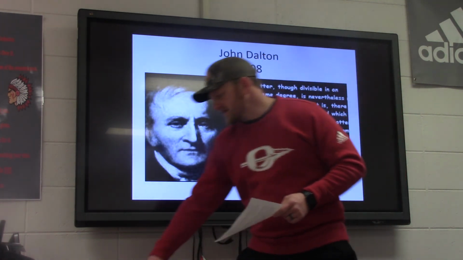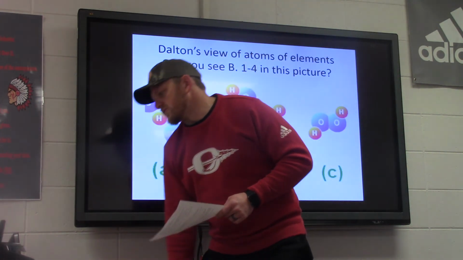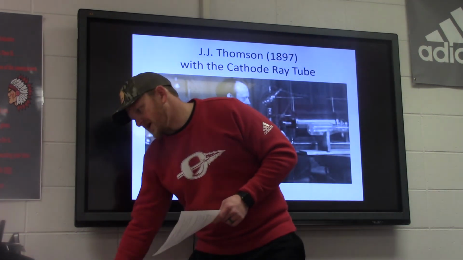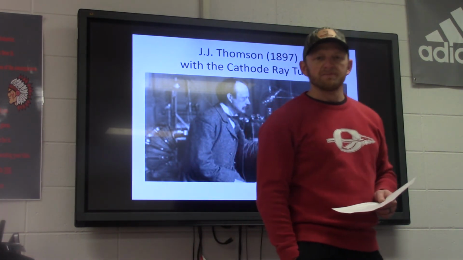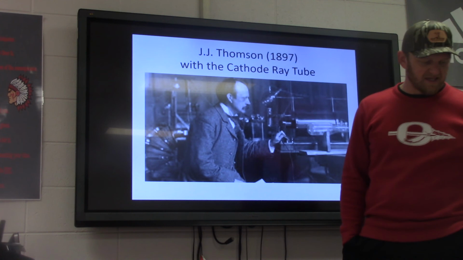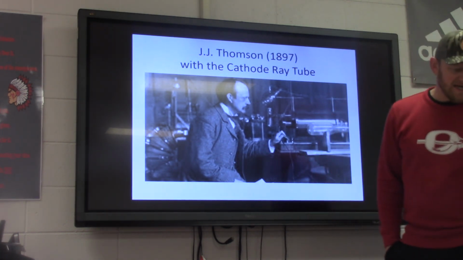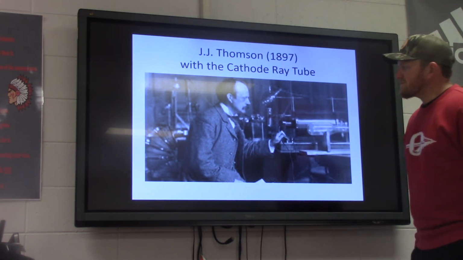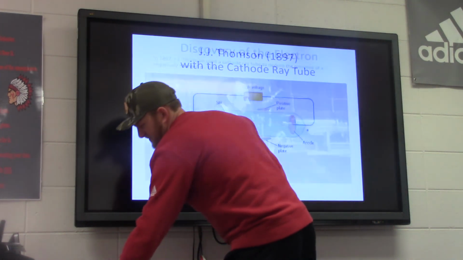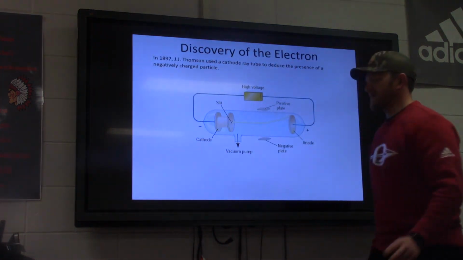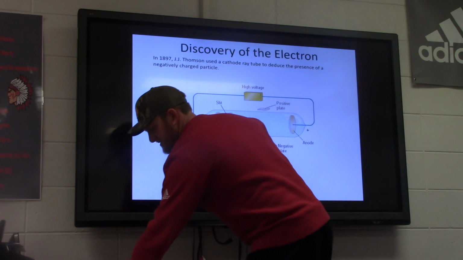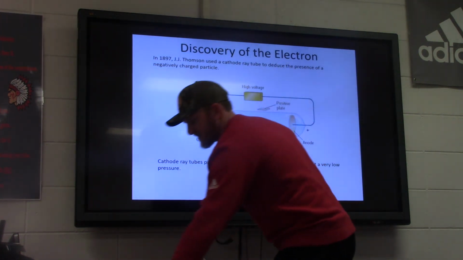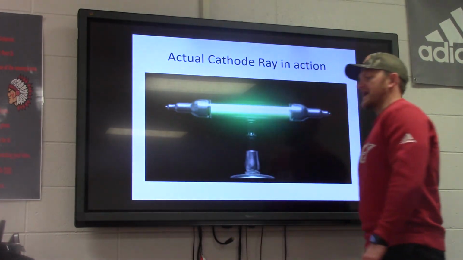The next person after Dalton we look at was J.J. Thomson. J.J. Thomson used a cathode ray tube, and with this cathode ray tube he discovered the electron. I know this picture may be tough to see because it's on the video here, but if we go to the next slide, this is what a cathode ray tube is.